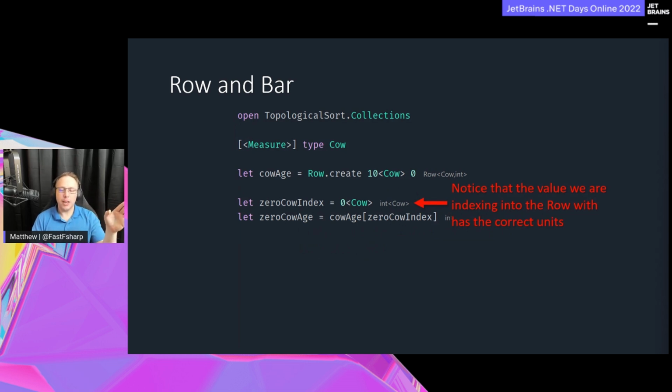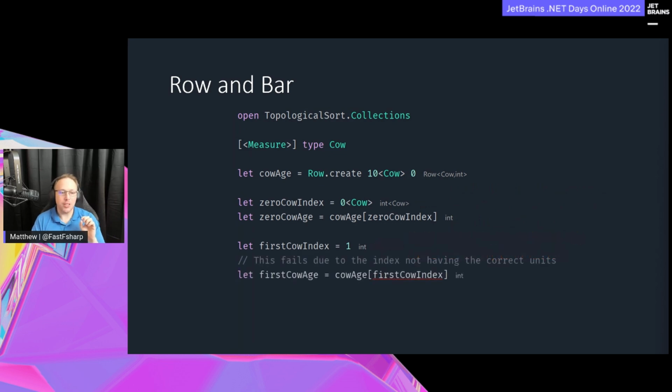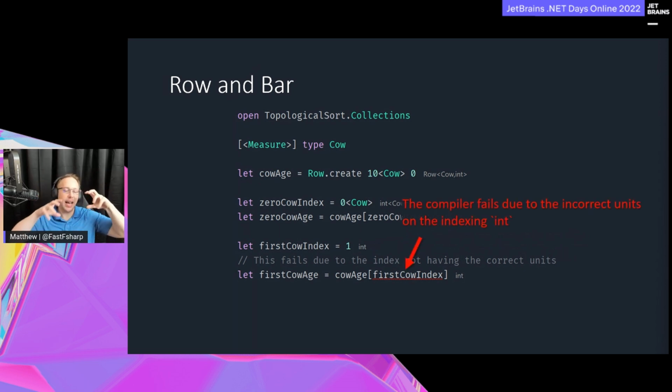And so here, cow_index is an int with the correct unit of measure, and so I'm allowed to index into that row. But if I try to index with a raw int, the compiler is going to say, no, this doesn't make sense. You need to have the correct unit of measure on it. So this is a way for us to provide additional domain context to our data and how it's laid out and how it relates to one another, all with just raw primitives, but units of measure for safety.